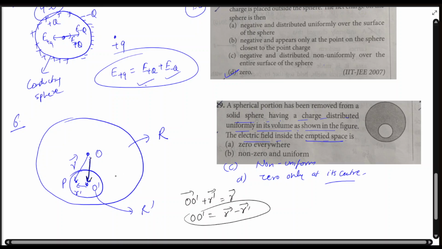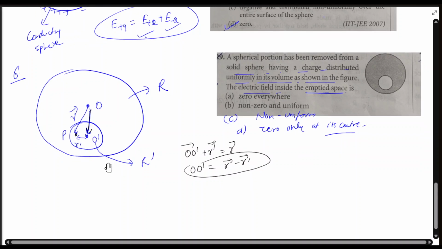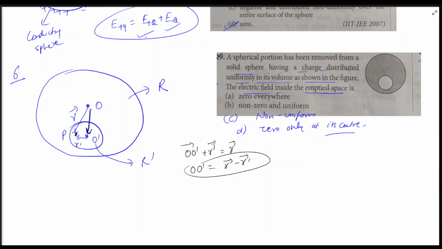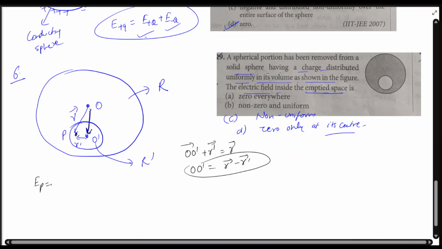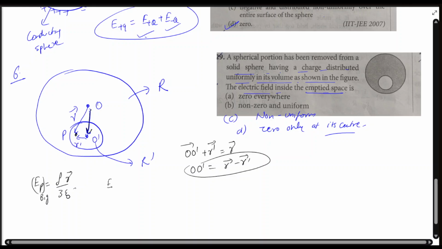Perfect. Now let's find the electric field at this point P. We can use the negative charge concept here. Let's say if there was no cavity, the electric field at point P will be rho r upon 3 epsilon naught. Now, let's suppose only this sphere was present at point P, so this is due to the big sphere, right? And this is the electric field at point P due to the small cavity.